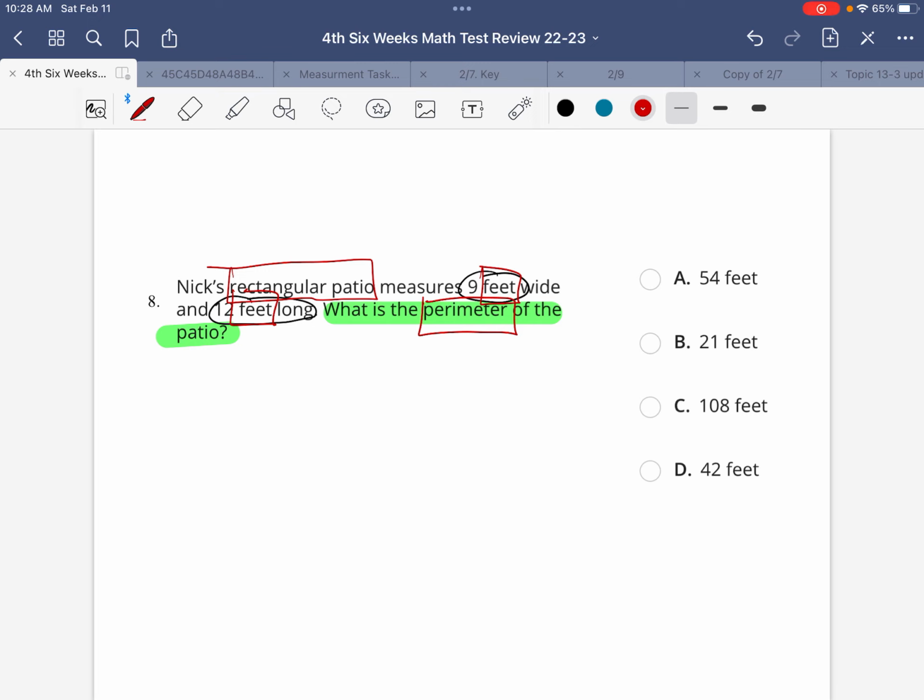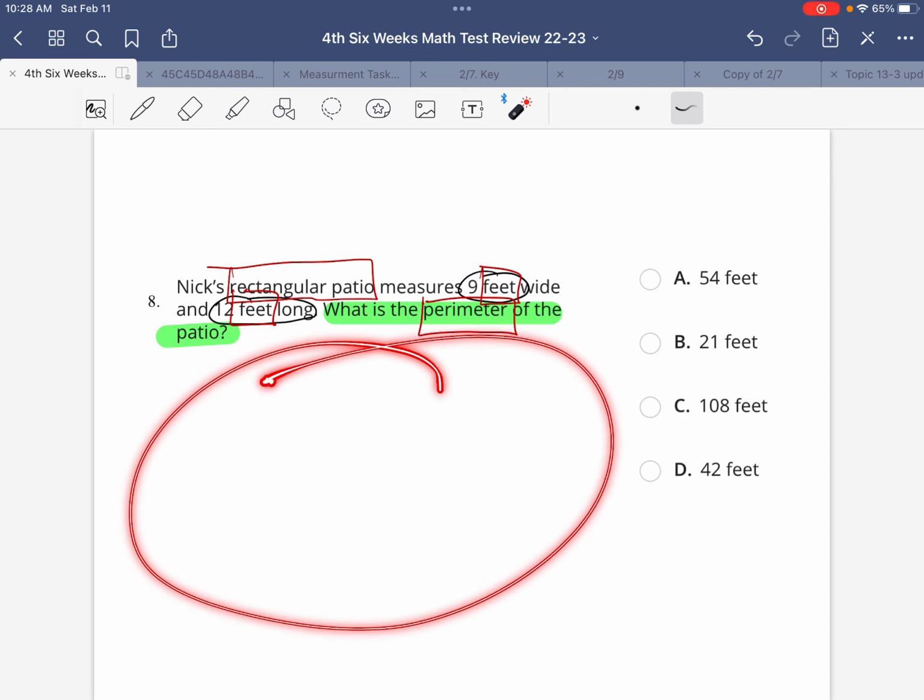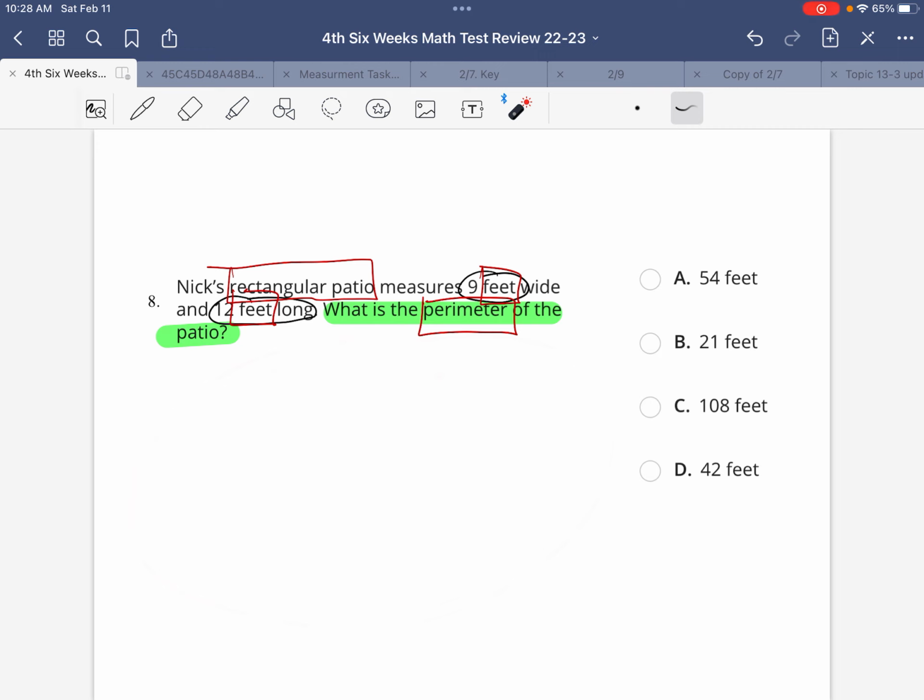So I always say, draw your picture. If there's no picture here, you need to draw it yourself because I do better when I visually see it. So I'm going to draw my rectangle. Okay.